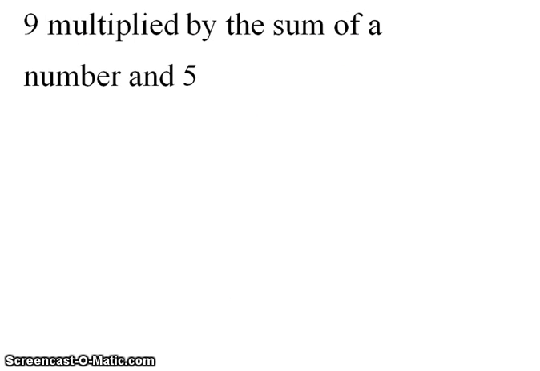Let's look at the last one here: 9 multiplied by the sum of a number and 5. This one's tricky. We're multiplying the 9 by something. What are we multiplying it by? It's an expression: the sum of a number and 5. There's our number, x. So the 9 is being multiplied by a sum.